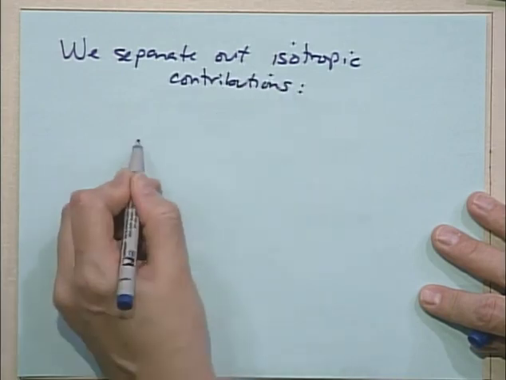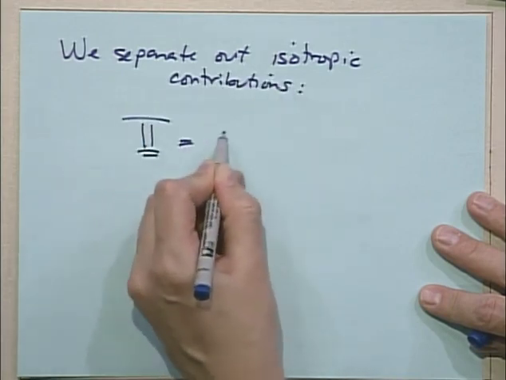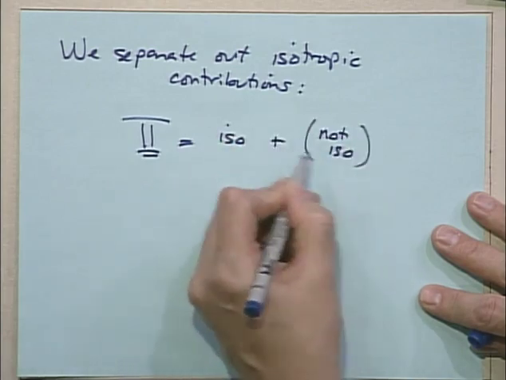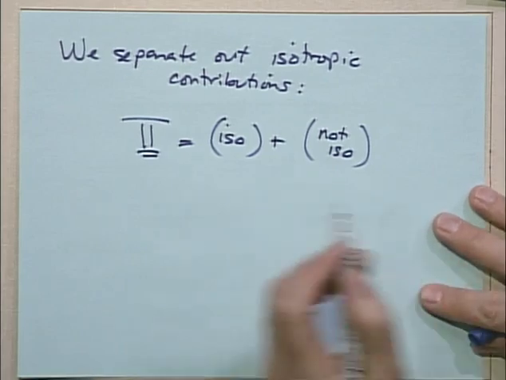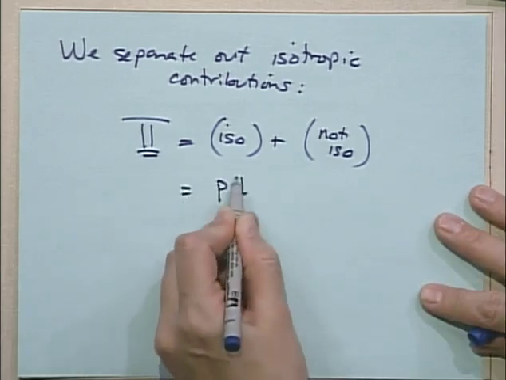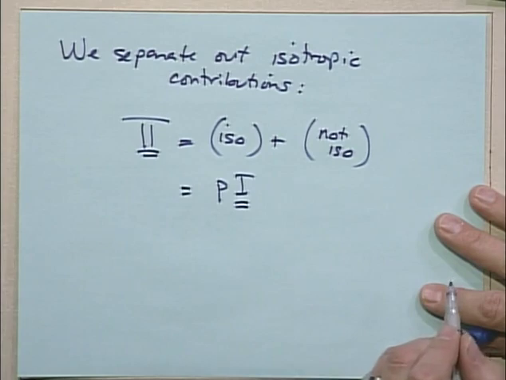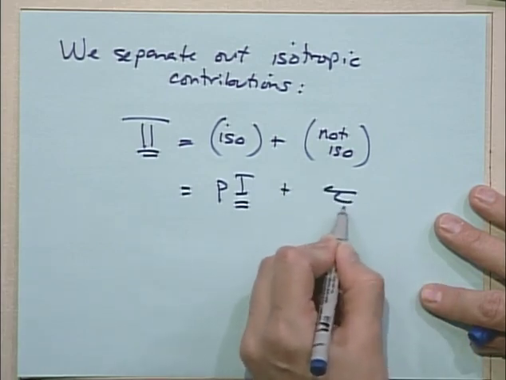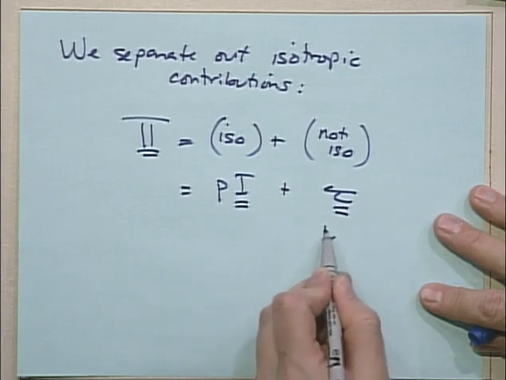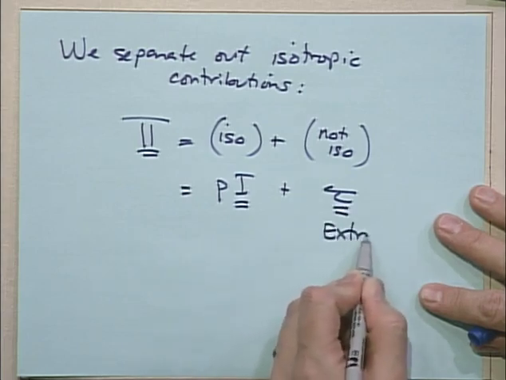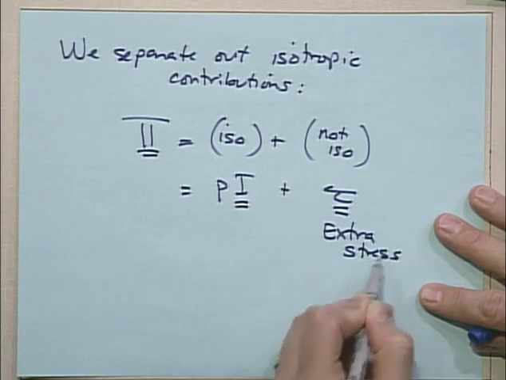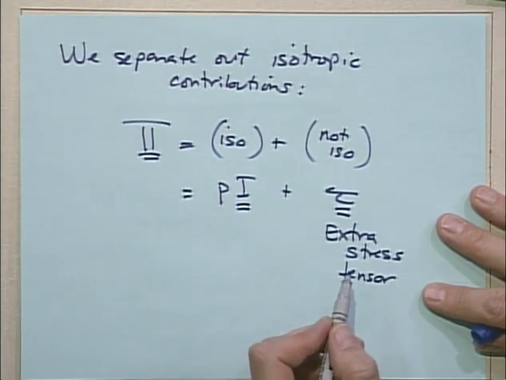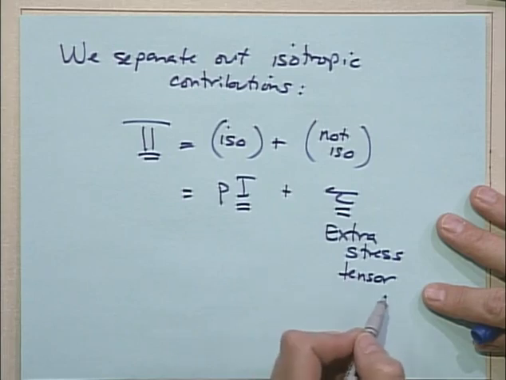And this is how we do it. The stress tensor is equal to isotropic plus not isotropic. Makes sense. Okay? The isotropic part is P times the identity tensor. I'll prove it to you. And the stuff that's not isotropic, everything else, is called the extra stress tensor, which sounds almost like everything else. And that's really what it is. It's the stress that's not isotropic.